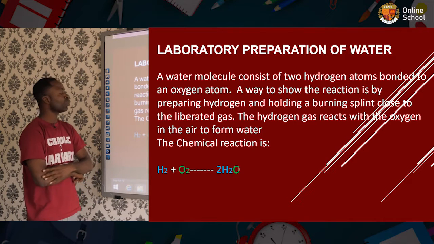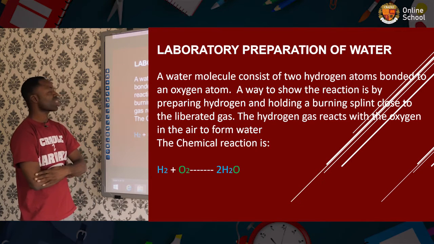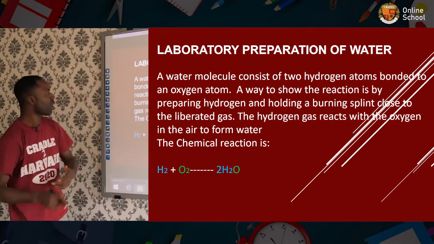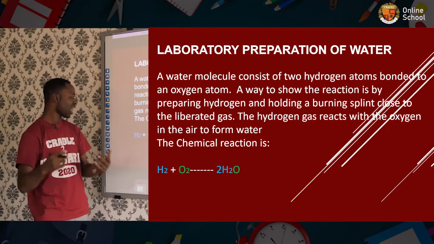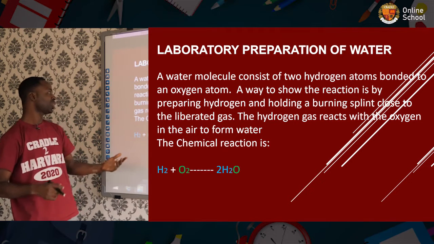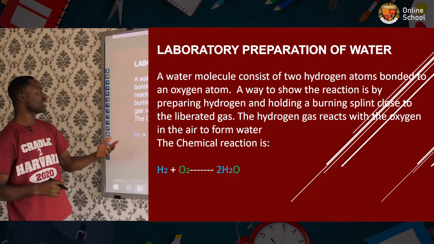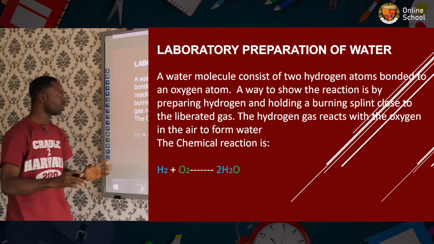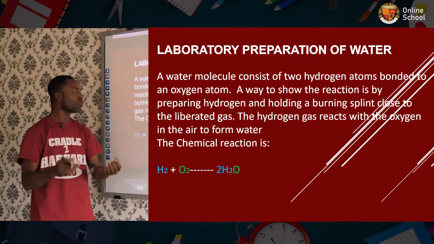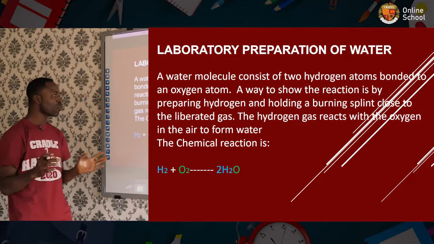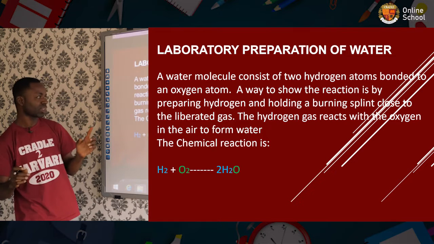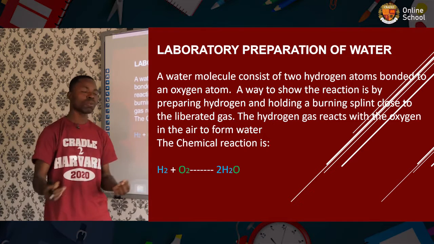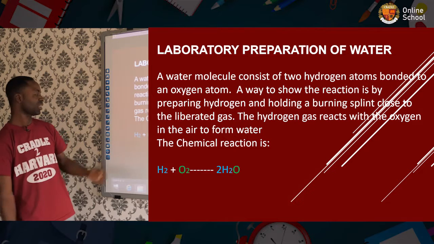Laboratory preparation of water. Now, a water molecule consists of two hydrogen atoms bonded to an oxygen atom. A way to show the reaction in the laboratory is by preparing hydrogen and holding a burning splint close to the liberated gas. The hydrogen gas reacts with the oxygen in the air to form water. The chemical reaction is this.